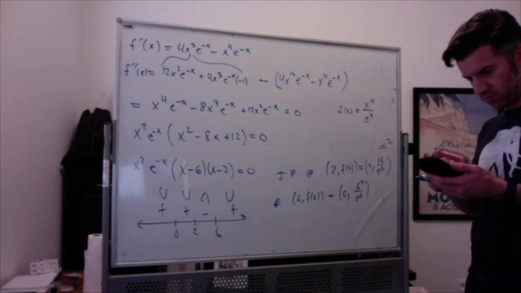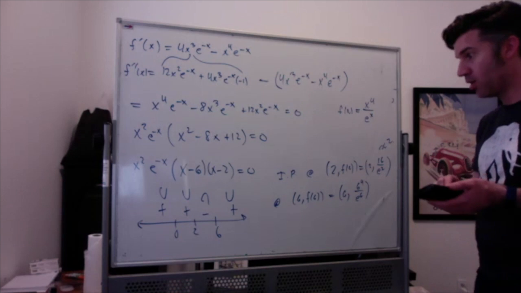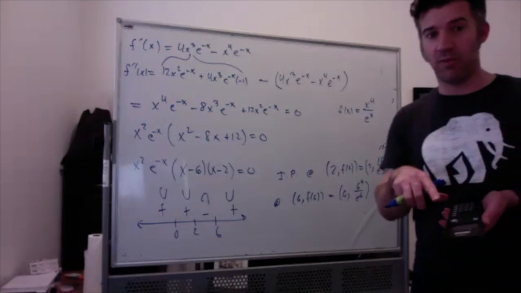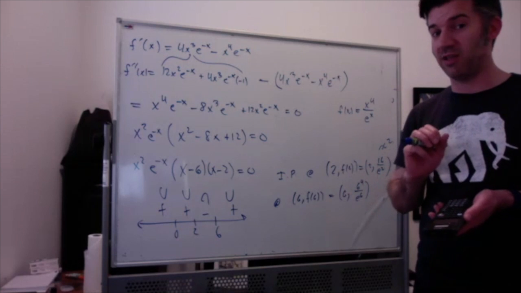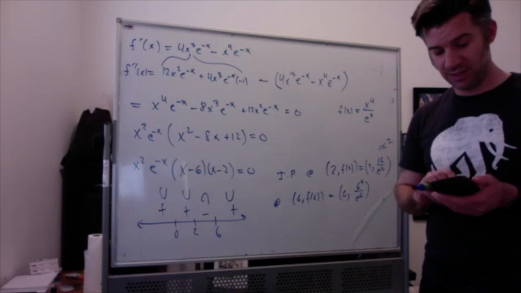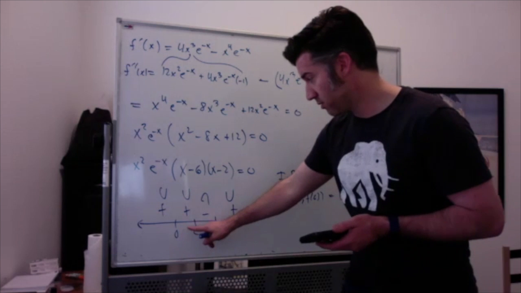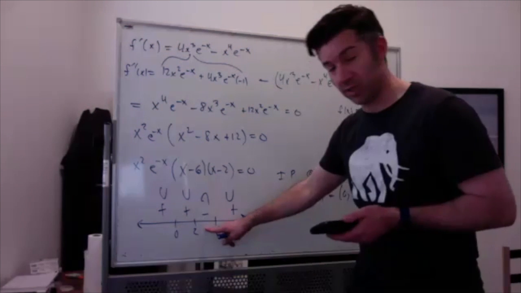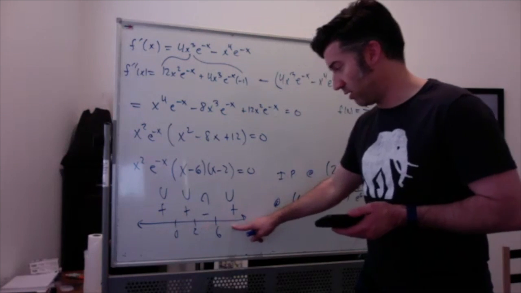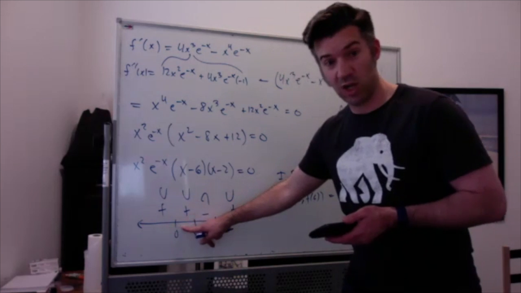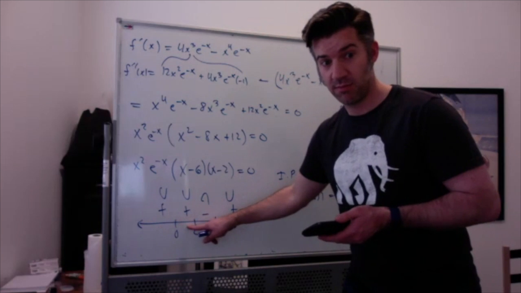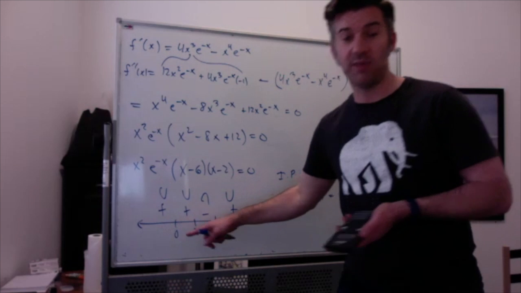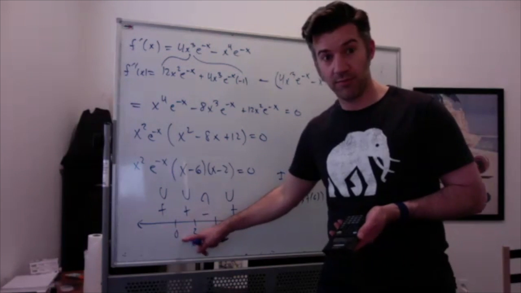Why is it only points 2 and 6? Well, when do we get an inflection point? When the concavity changes. So from here to here it changes, and from here to here it changes. But from here to here, it doesn't change. So that's why we're not getting an inflection point at 0.